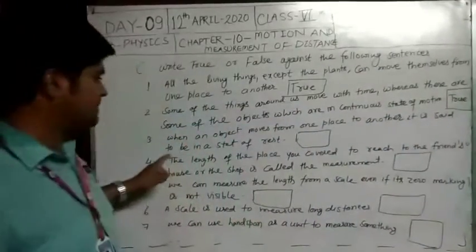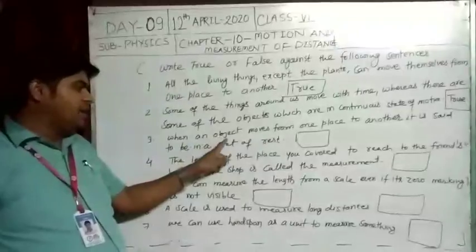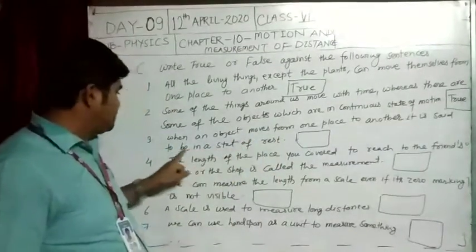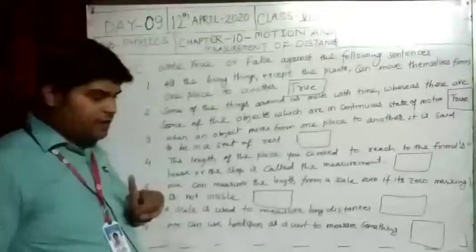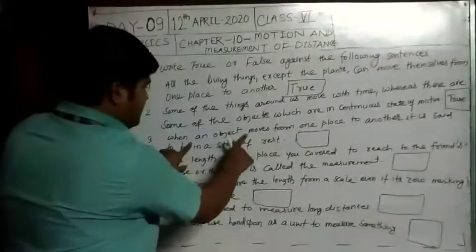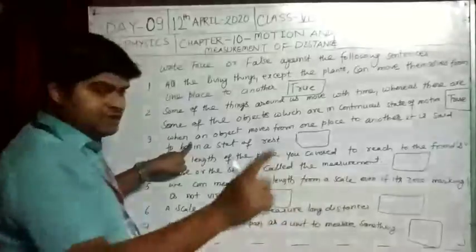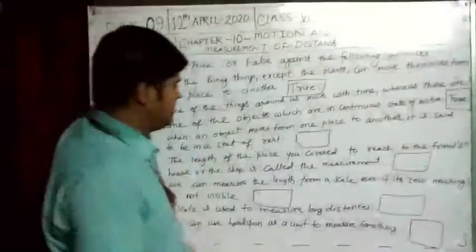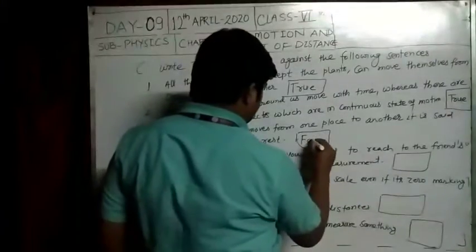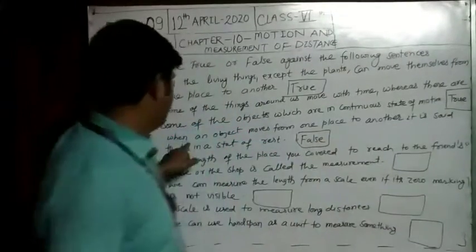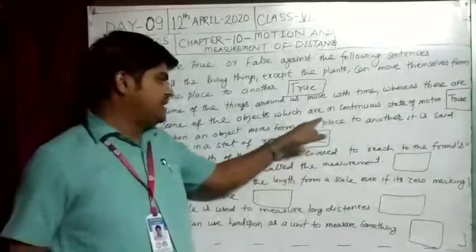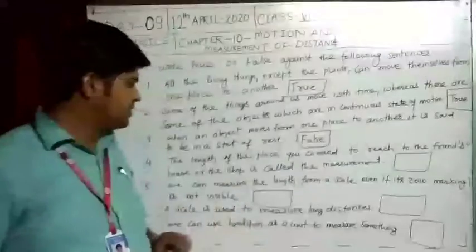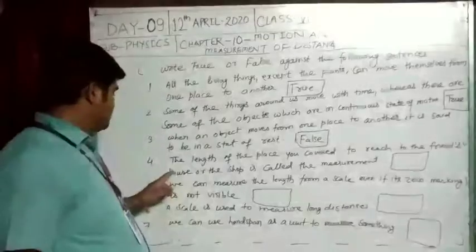Now see question number 3. When an object moves from one place to another, it is said to be in a state of rest. False, because when an object moves from one place to another, it is in motion. It is said to be in a state of rest: false statement. So this is false. The correct statement is: when an object moves from one place to another, it is said to be in a state of motion.